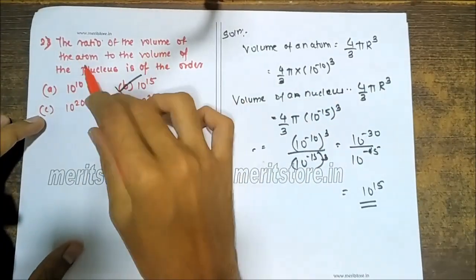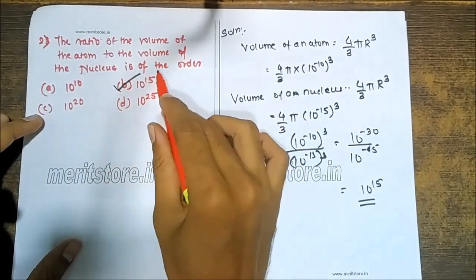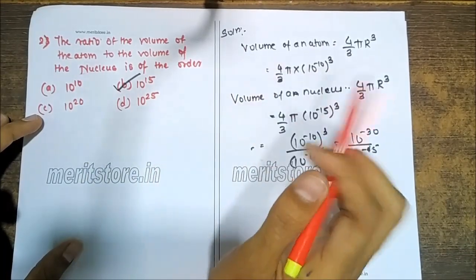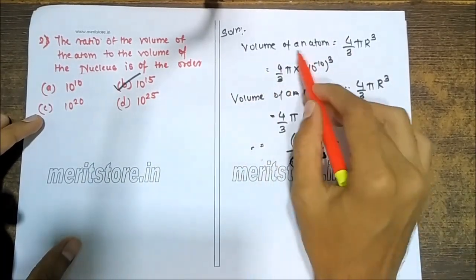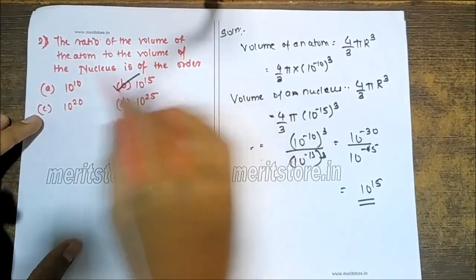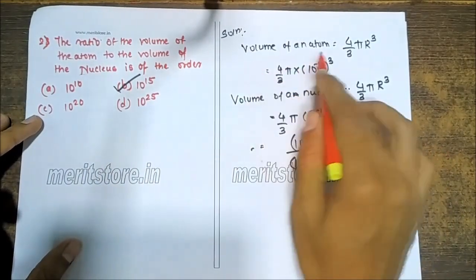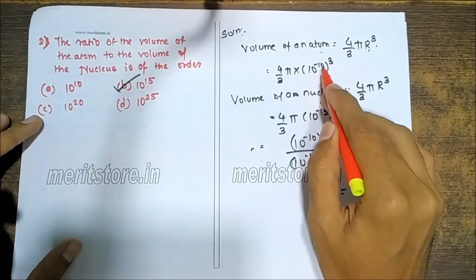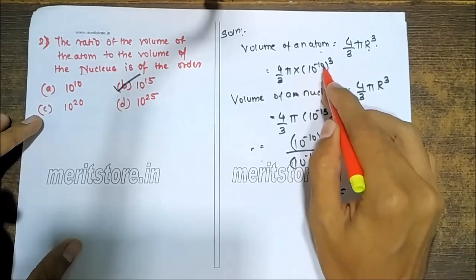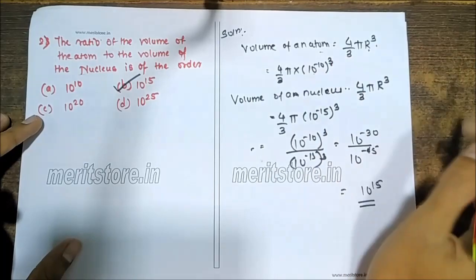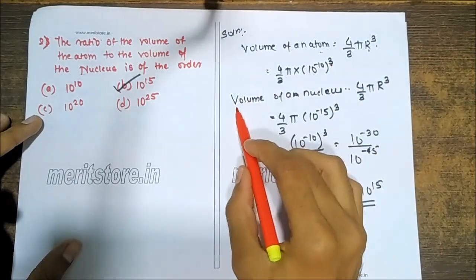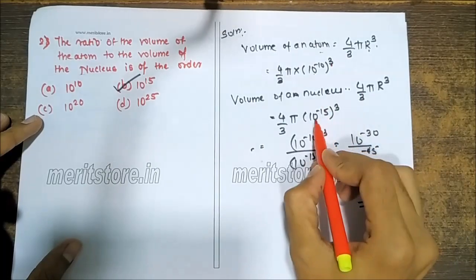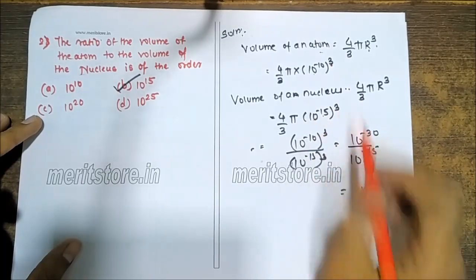Now, the ratio of the volume of the atom to the volume of the nucleus is of the order 10 raised to 10, 10 raised to 15, 10 raised to 20 or 10 raised to 25. So firstly, we'll take the volume of the atom and then the volume of the nucleus and we'll find the ratio. So the volume of the atom is 4 by 3 pi r cube, as the radius of the atom is 10 raised to minus 10 meters, so it becomes (10 raised to minus 10) whole cube. Okay, so the volume of the nucleus is again 4 by 3 pi r cube, as the radius of the nucleus is 10 raised to minus 15, the whole cube.